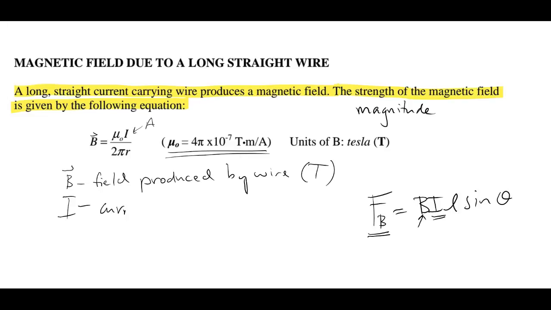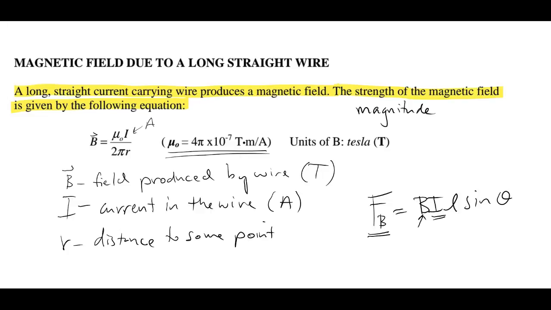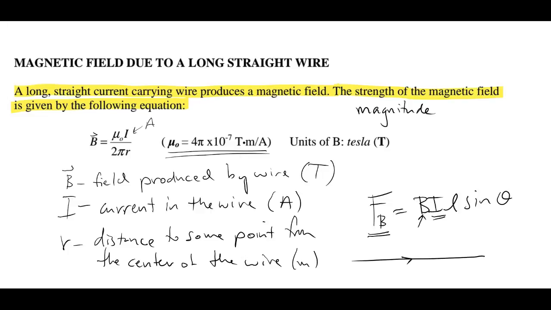I is the current in the wire, and that will be in amps. And then over 2 pi r, and r is the distance to some point from the center of the wire, and that will be in meters. So really quickly, if I just had a wire traveling to the right, and let's say current was flowing like that, if I pick some spot right above the wire, the distance r would be that distance there. So the distance r is the distance from some random point relative to the wire.